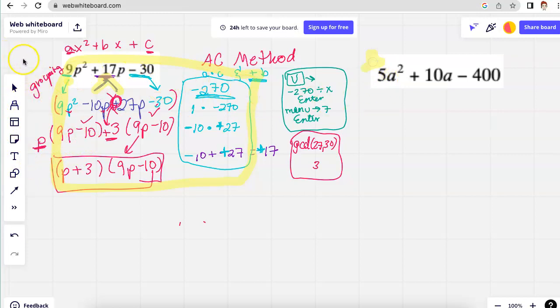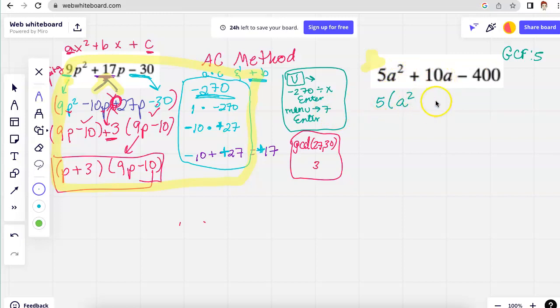It has 5a squared plus 10a minus 40. So the first thing we check for is GCF. This one does have a GCF, and we can tell that because their smallest number is 5, and 5 can go into anything that ends in a 0. So it has a GCF of 5. Because this guy doesn't have an a, we can't take out an a. So I have to drop down my 5. And 5a squared divided by 5 is a squared. 10a divided by 5 is 2a. And negative 400 divided by 5 is a negative 80.